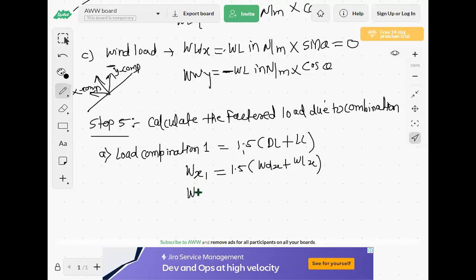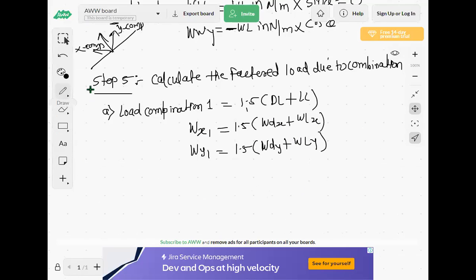Now similarly WY1. WY1 is the load combination in Y direction for the first load combination, 1.5 into WDY plus WLY. W is the load, D is the dead load, X is the X component. W is the load, L is the live load. So addition of components with factor is the first load combination.